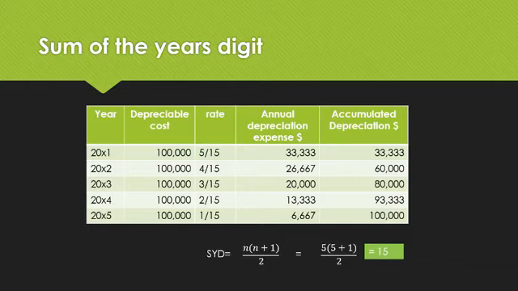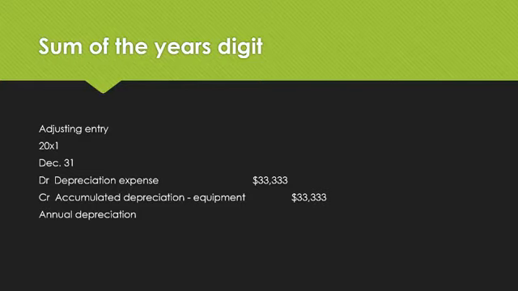So 5 for 20x1, 5 over 15. So 100,000 multiplied by 5 divided by 15, we have annual depreciation of 33,333. You can see in 20x2, 100,000 depreciable cost multiplied by 4 divided by 15, we have 26,667. And the calculation will continue like that. So to journalize, debit depreciation expense and then credit accumulated depreciation, equipment, 33,333.